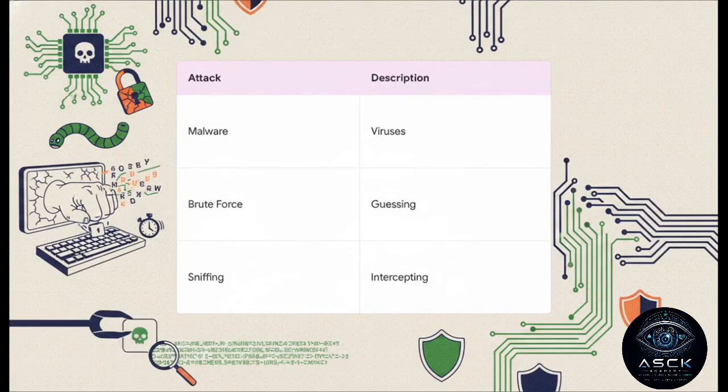To defend yourself, you first kind of have to know what you're actually fighting against. There are 3 major attack types you absolutely need to know. First, malware. This includes viruses and Trojan horses designed to secretly infect your system and steal your data. Second, brute force attacks. This is where hackers use automated software to guess your password thousands of times a second until they finally break in. And third, sniffing attacks, where attackers secretly intercept your unencrypted data as it travels across a network.